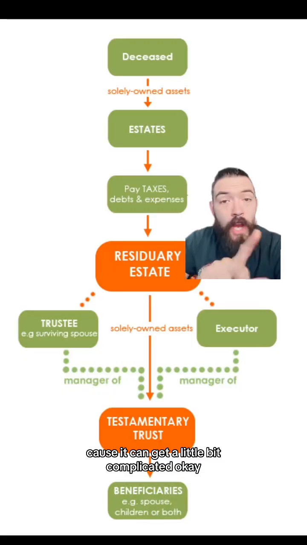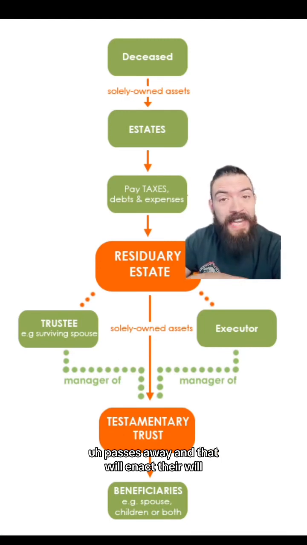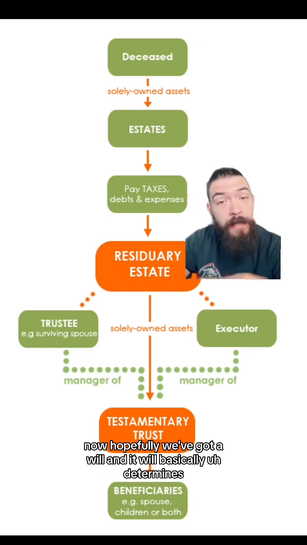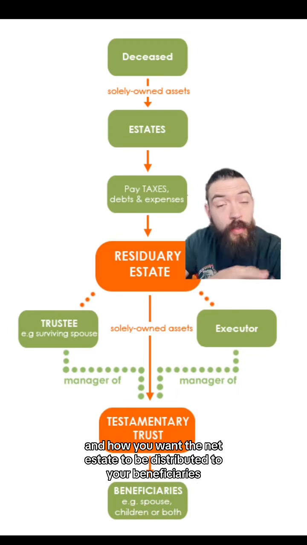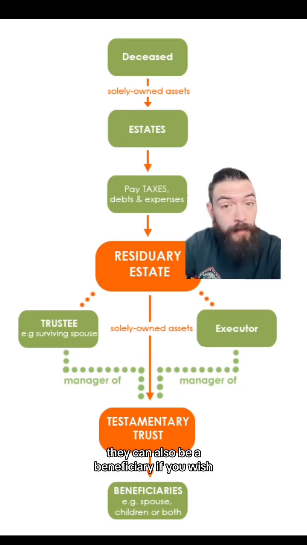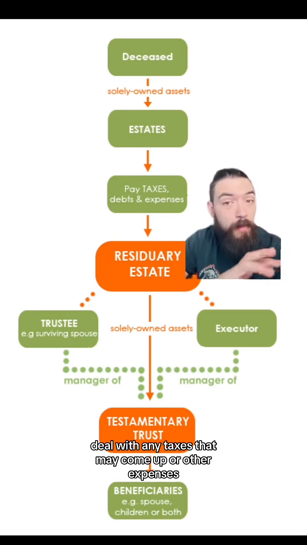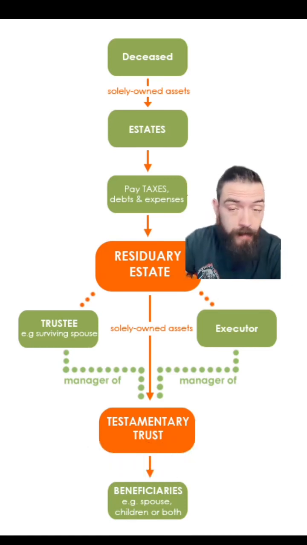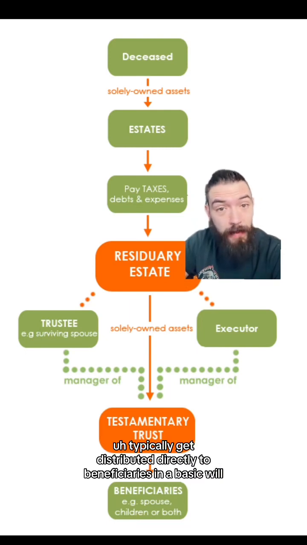Because it can get a little bit complicated. Okay, so when we talk about an estate, essentially what happens is that an individual passes away and that will enacts their will. Hopefully you've got a will, and that will determines the assets that you hold, the liabilities that you have, and how you want the net estate to be distributed to your beneficiaries. In that will, it appoints an executor. An executor is basically a project manager. They can also be a beneficiary if you wish. Their job is to find those assets, pay down the debts, deal with any taxes or other expenses, reach probate, an agreement of how that residual estate is going to be distributed, and then that will typically get distributed directly to beneficiaries in a basic will.